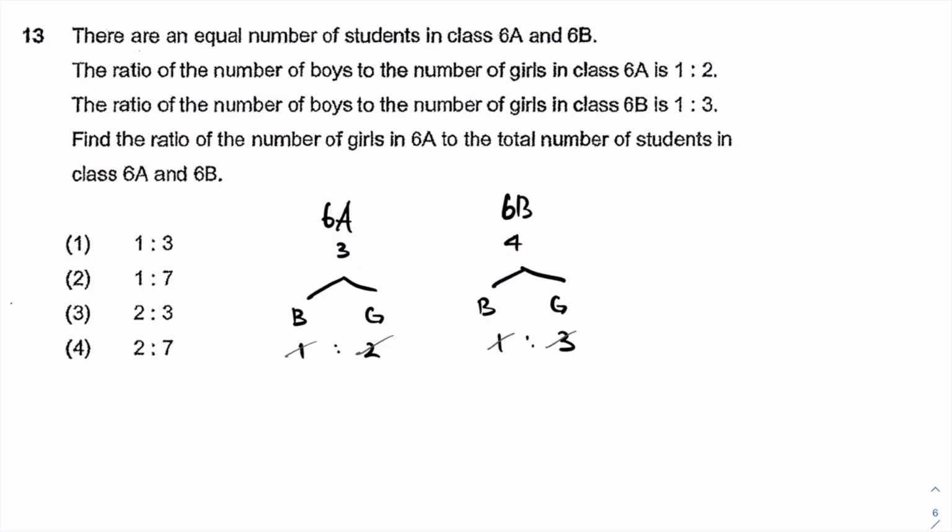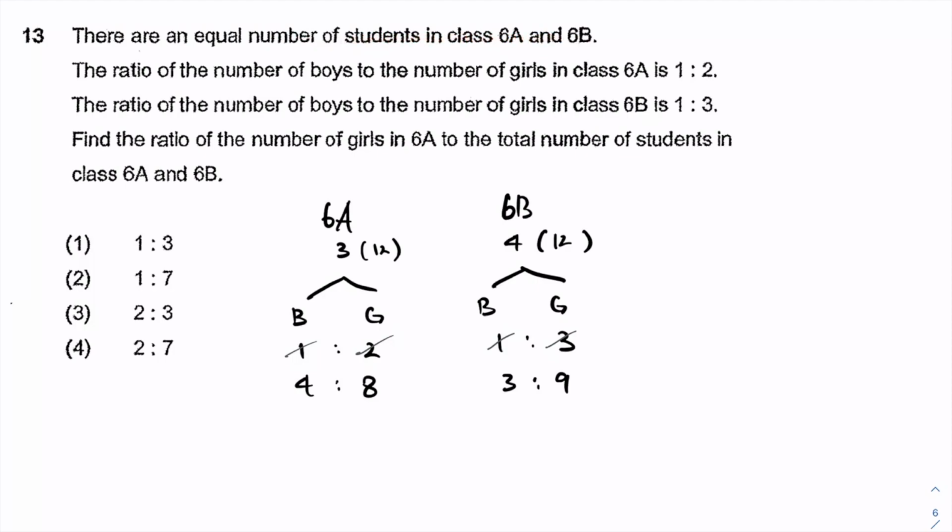So what we can do is to turn them into a total of 12 each. And how do we do that? We multiply by 4, multiply by 4. So that gives us 12 units here. 3 and 9 gives us 12 units. Multiply by 3, multiply by 3, that's 12 units. And 4 by 4, that's 12 units. So now we have fulfilled the true statement up here. Equal number of students in 6A and 6B.